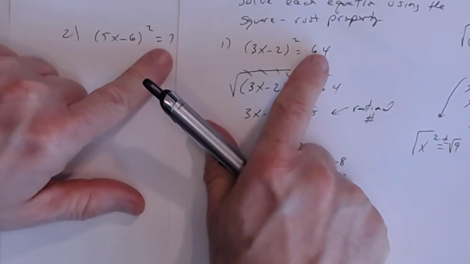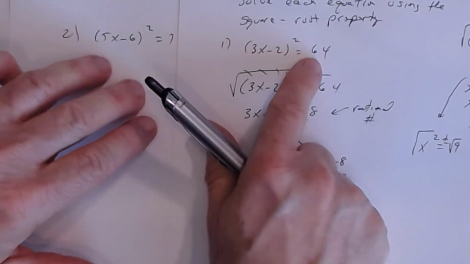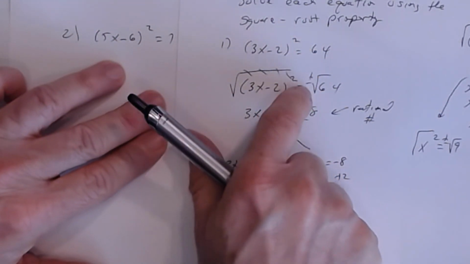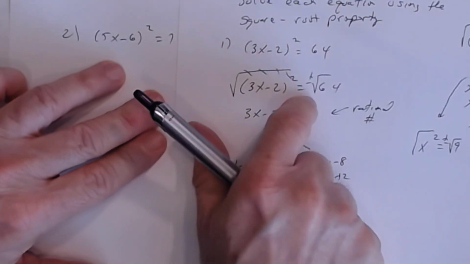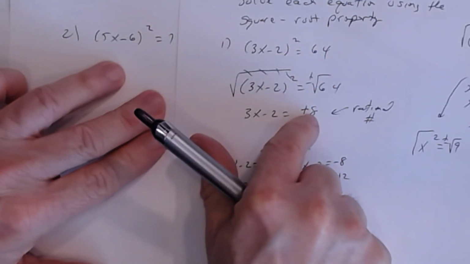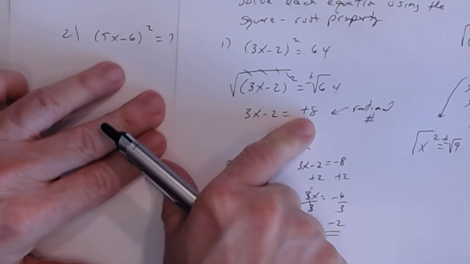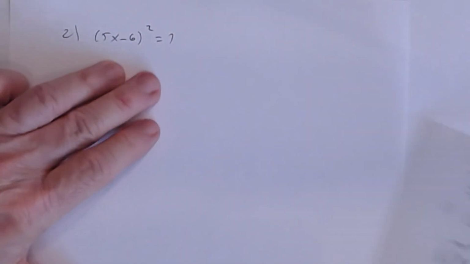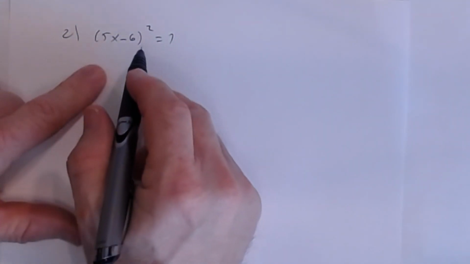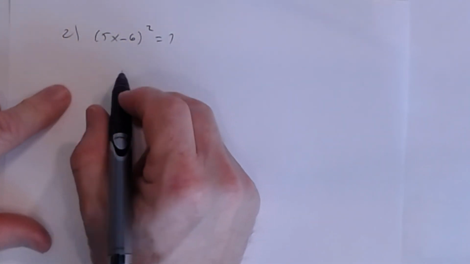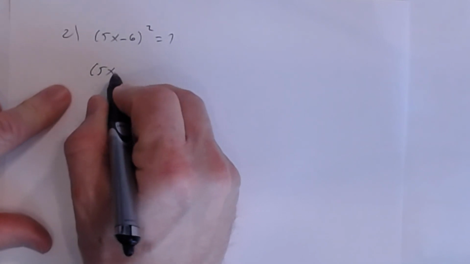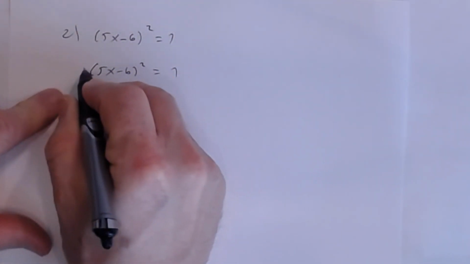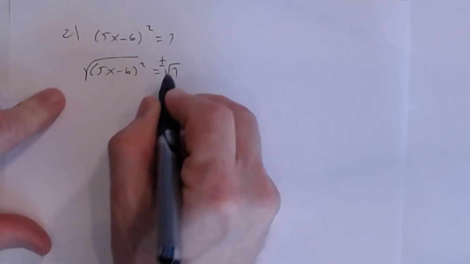The difference between number 1 and number 2 is that when I take the square root of 64, 64 is a perfect square. You no longer see a square root, so that becomes a rational number. Here, to get rid of that squaring, I got a square root, just like I did in the previous problem. So you can take the square root of both sides, plus or minus.